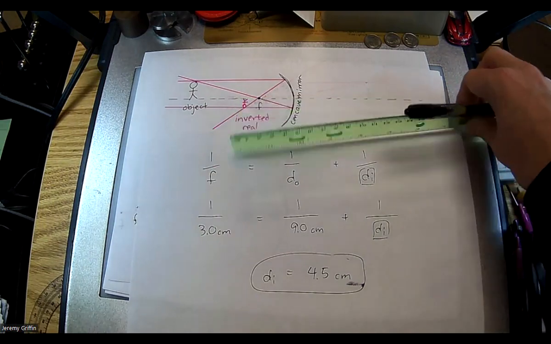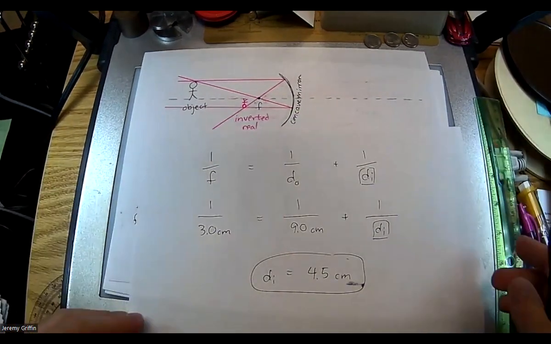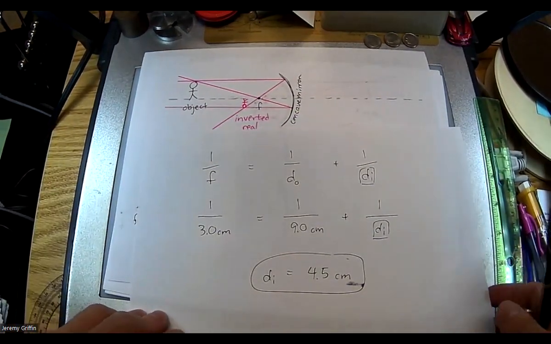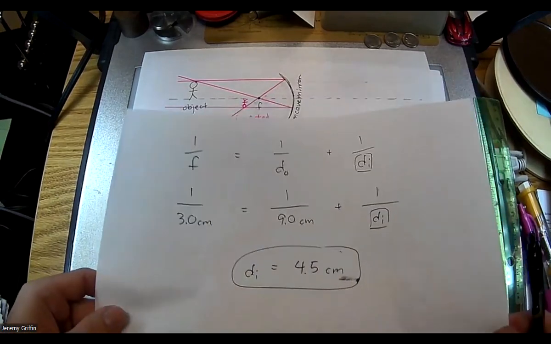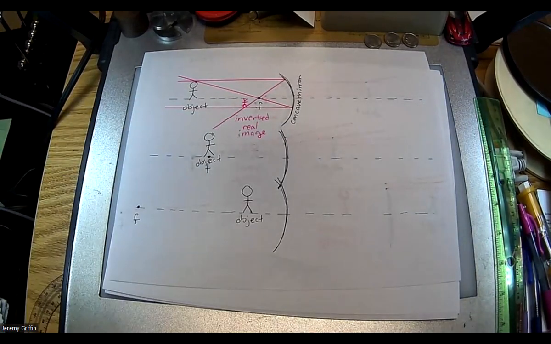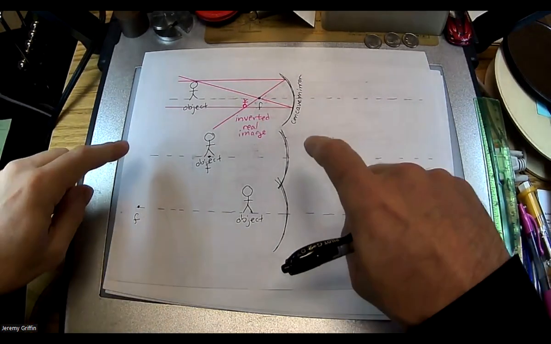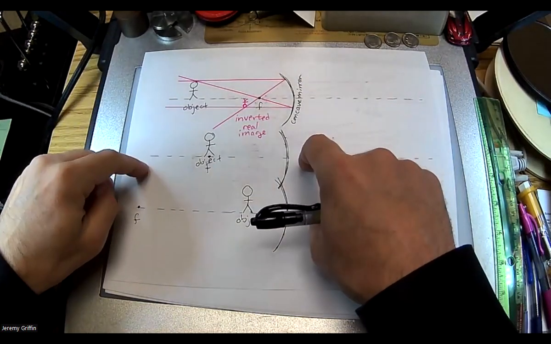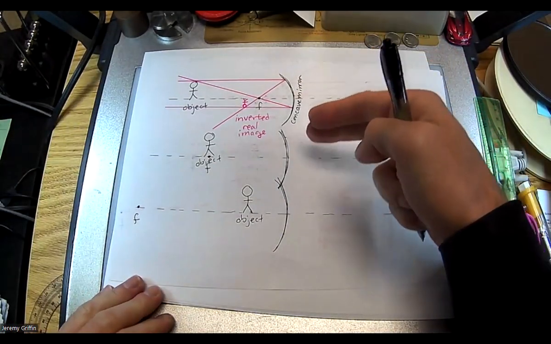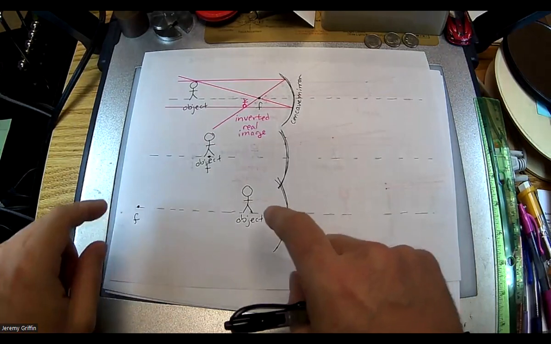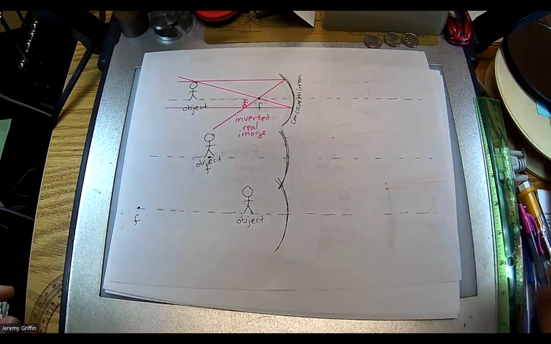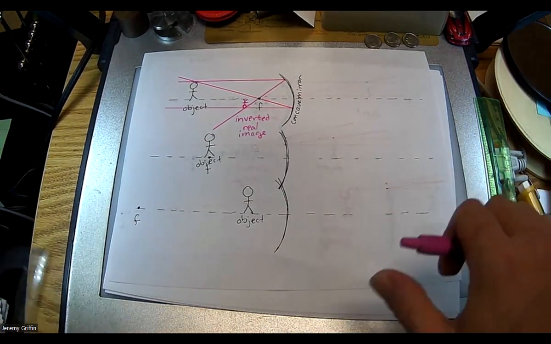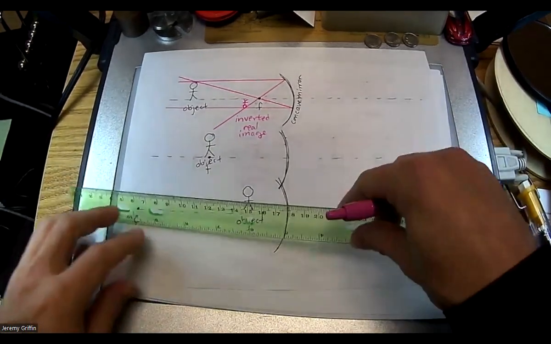So I've got two different ways to find out where the image is going to be: the ray diagram and the algebra equation. All right, you guys good so far? Okay. I'm going to skip the second one and come back to it. I drew it in this order because there's kind of a logical progression, but we're going to do this last one next.